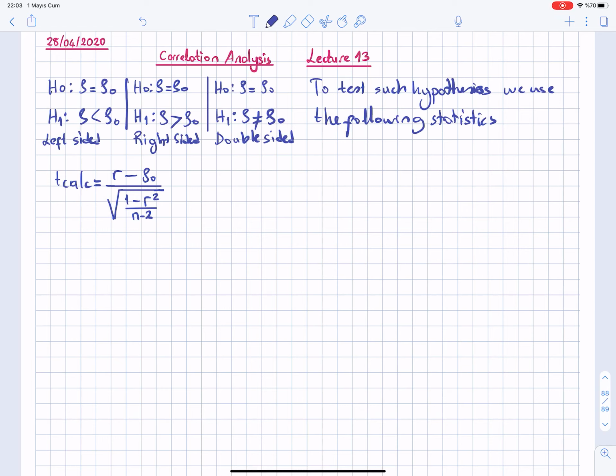Another thing is there is a degree of freedom for this calculation. To make up your mind whether the hypothesis constructed is significant or not, you need to get the critical value. For the critical value, we use a degree of freedom, and the degree of freedom is n minus 2, where n is the sample size.